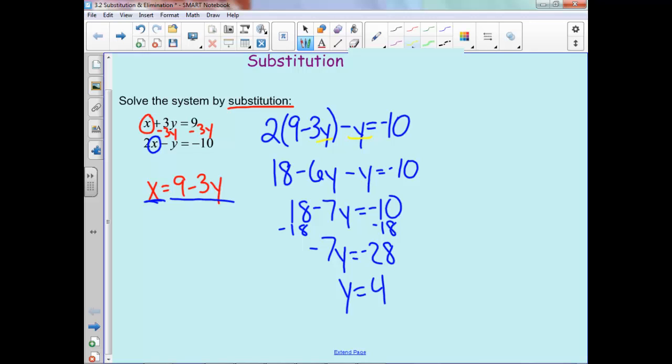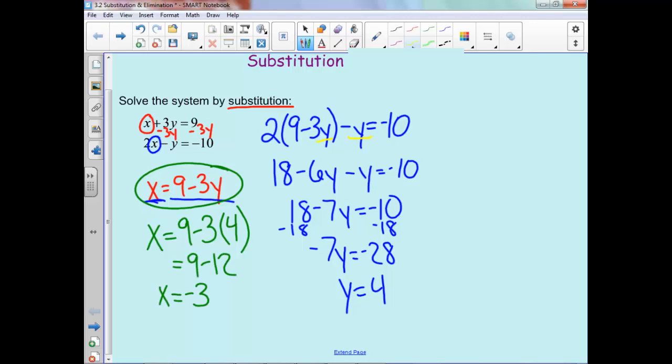So now notice we have our y value. We can now use this and plug it into our expression here and figure out what our x is. And remember, we found out our y was 4, so we just substitute in 4 for our y. So our answer is negative 3, 4. But what we still need to do is check it to make sure that this is correct. And so to check it, we still need to plug this into both equations and make sure it works.